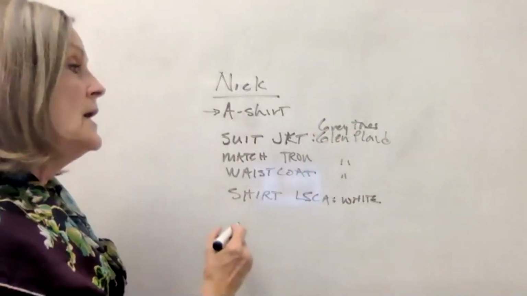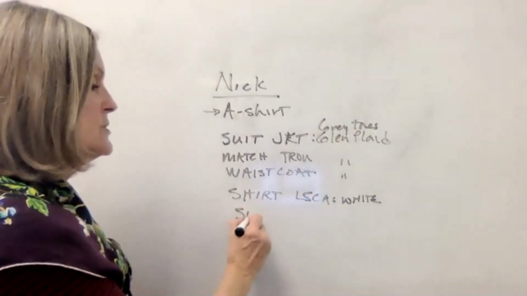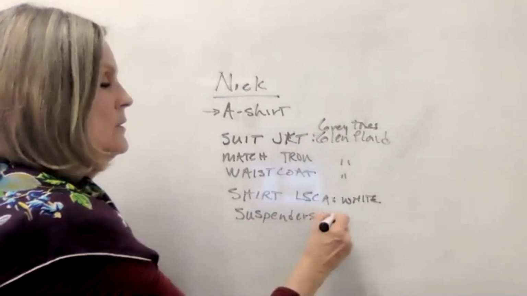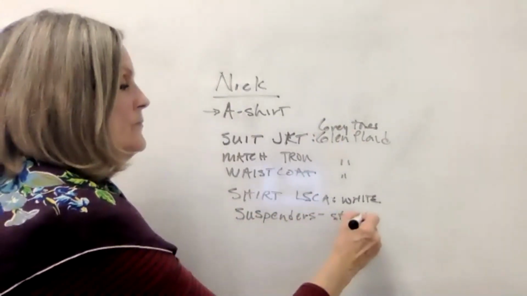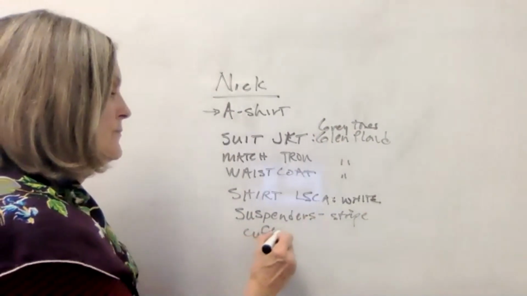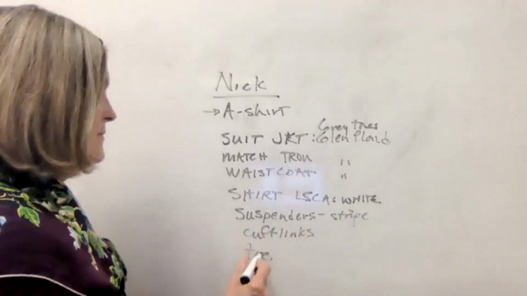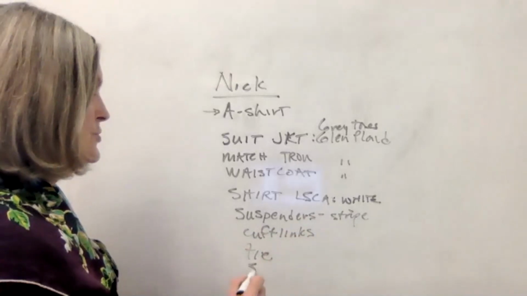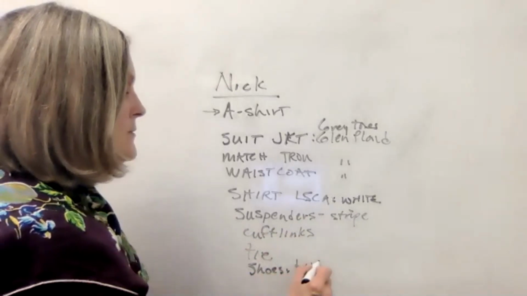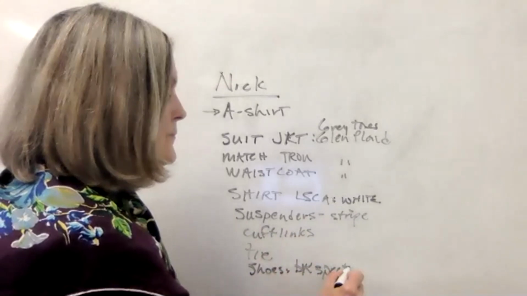Okay, now we come to accessories. He's going to hold this up with suspenders, stripe. He will have cufflinks. I should put tie before that. He will have shoes, black spectator, which means it's two-tone.